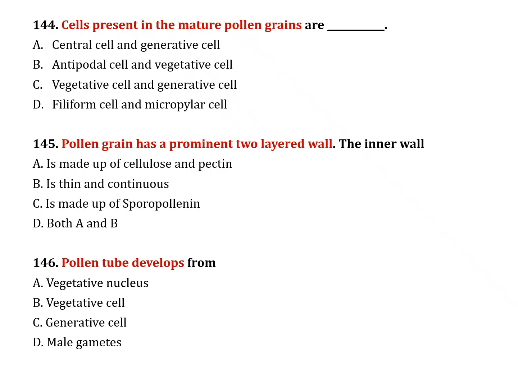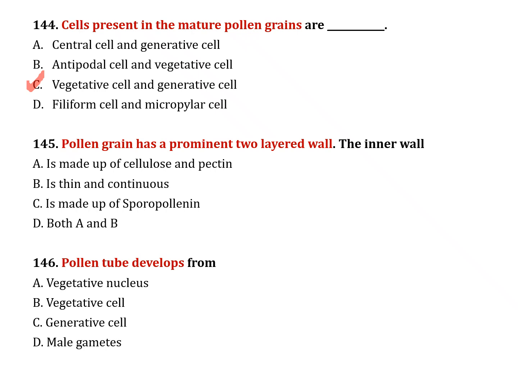Cells present in the mature pollen grain are this. Option A, central cell and generative cell. Option B, antipodal cell and vegetative cell. Option C, vegetative cell and generative cell. Option D, filiform cell and micropylar cell. Correct answer is option C, vegetative cell and generative cell. The next question, number 145.